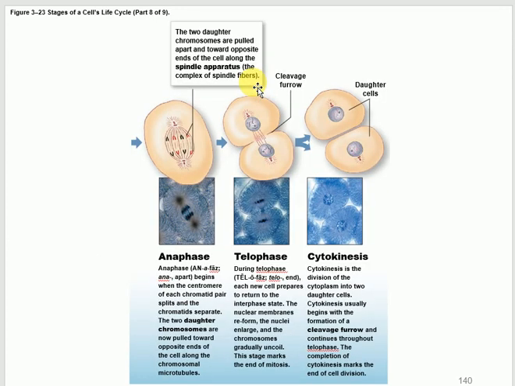Anaphase. Ana is Greek for separation. So anaphase is when you separate the two daughter chromosomes. You separate them from each other.